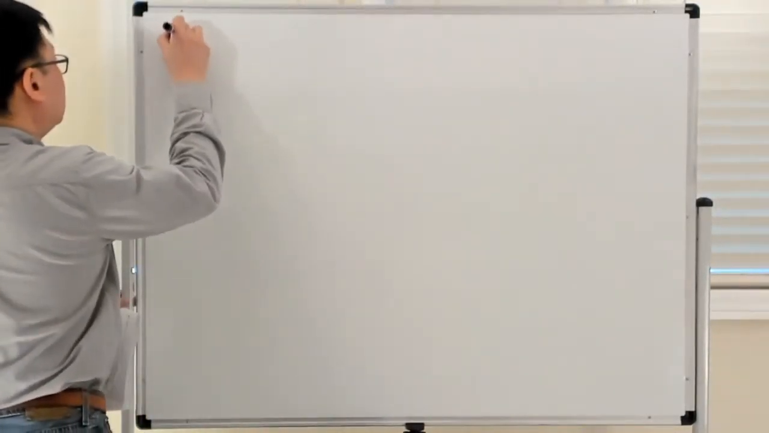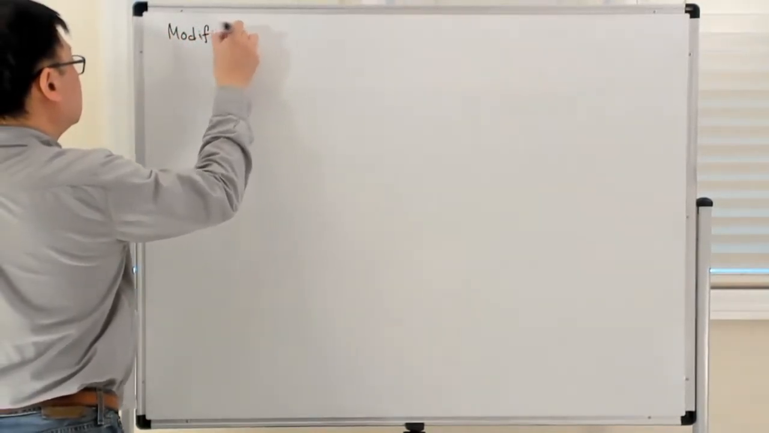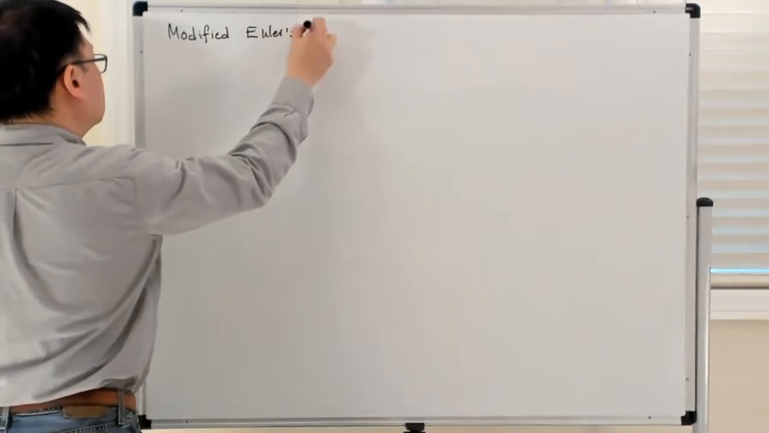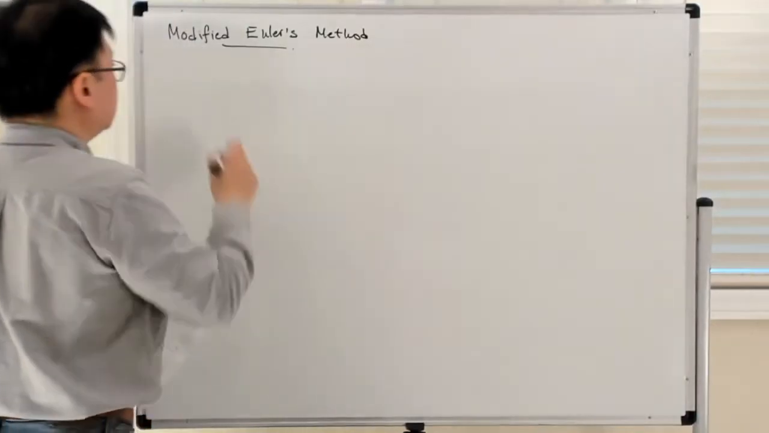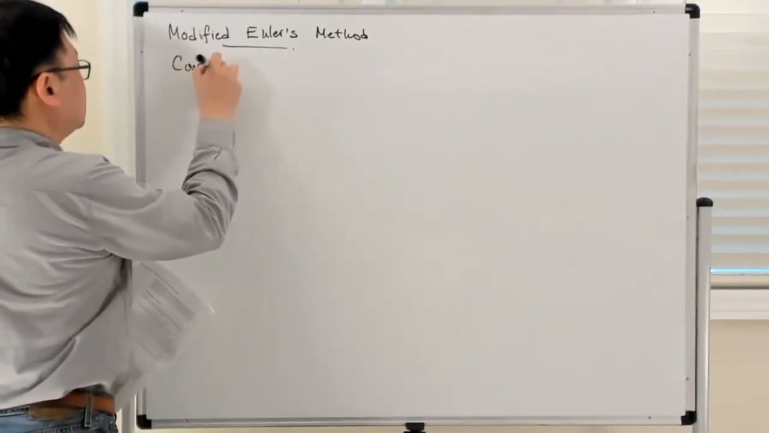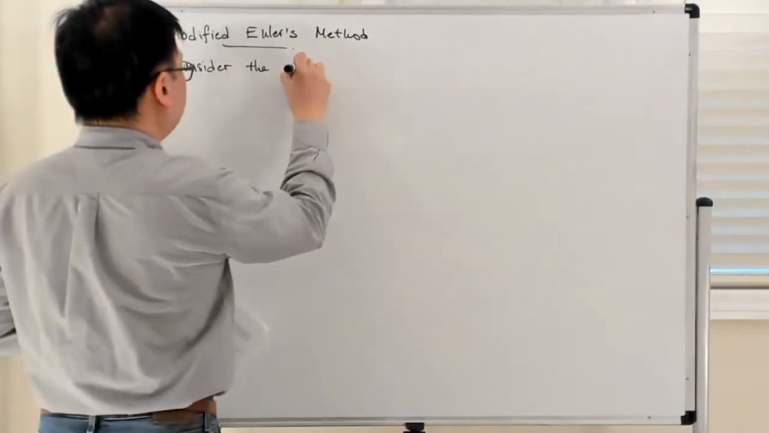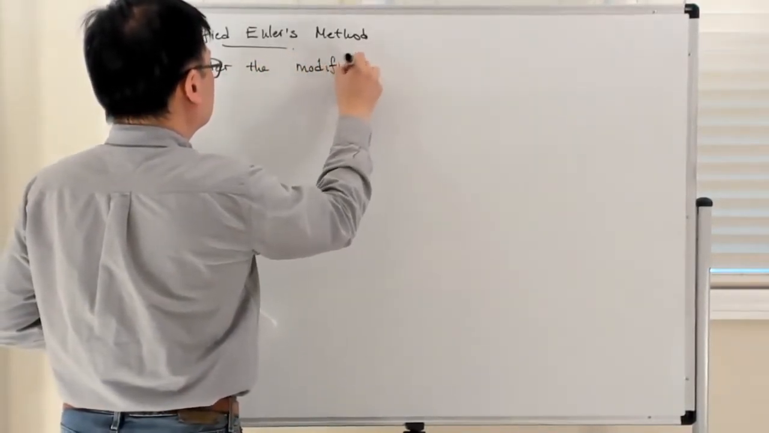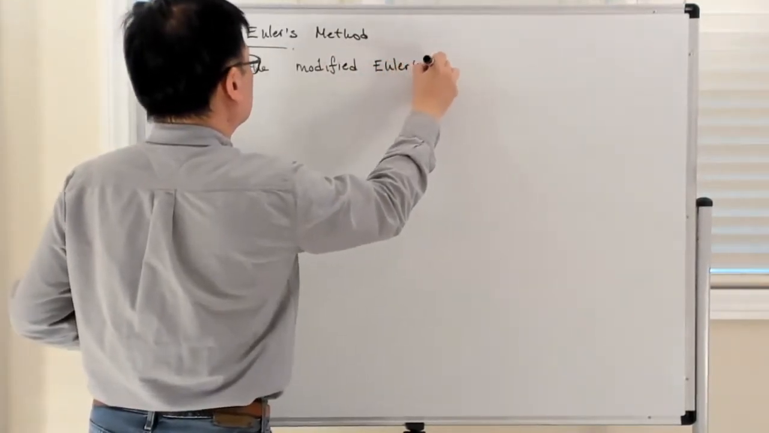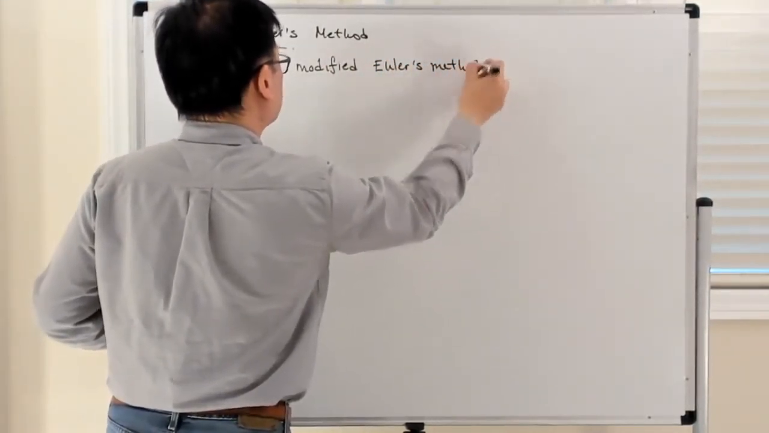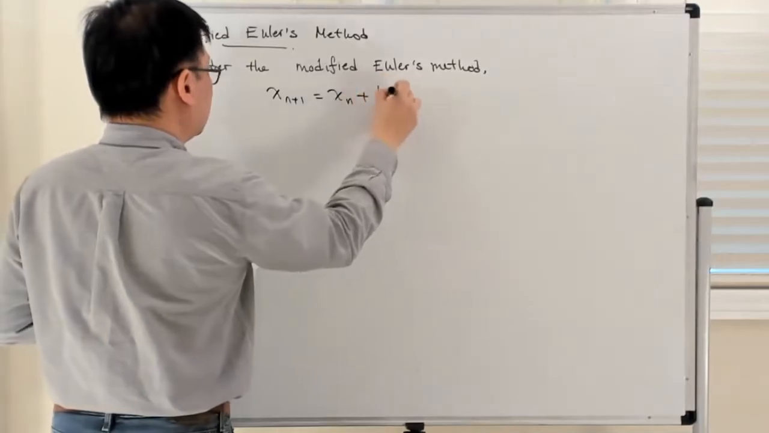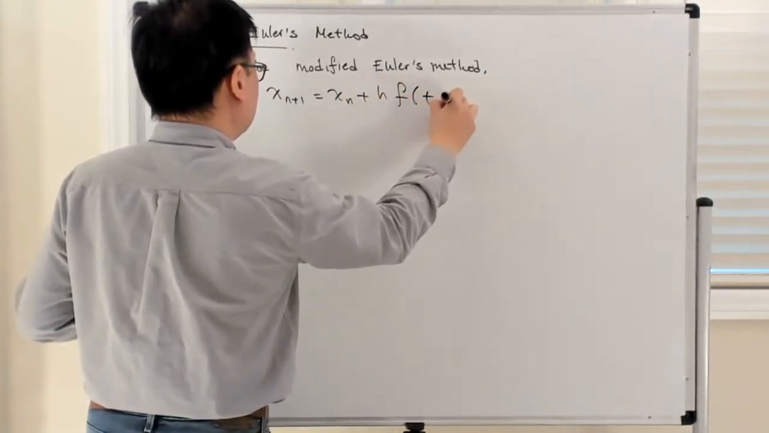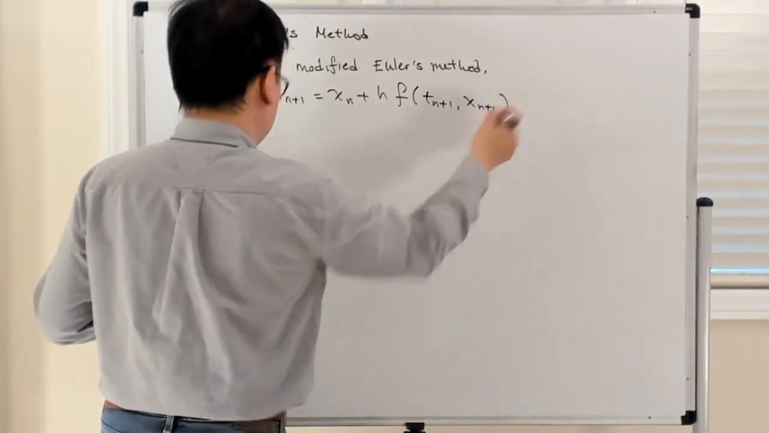Okay, so now let's look at what happens with what's called the modified Euler method, or oftentimes referred to as backward Euler. So let's consider the modified Euler method, which is given as follows: x_{n+1} is equal to x_n plus h times f evaluated at t_{n+1}, x_{n+1}.